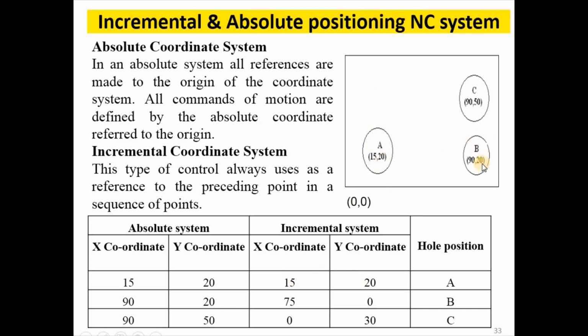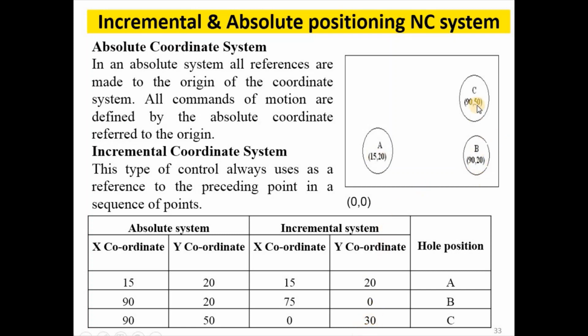Then again I want to create the hole B. I don't need to go back to the origin. I will go from here only to point B. Just I have to subtract: 90 minus 15 is 75, and second, 20 minus 20 is 0.